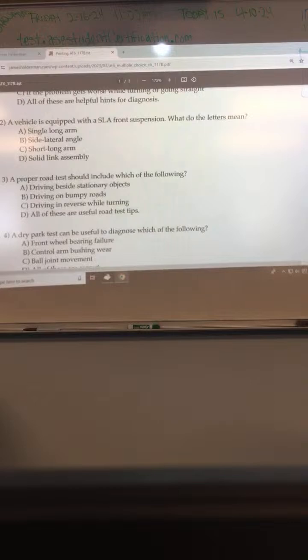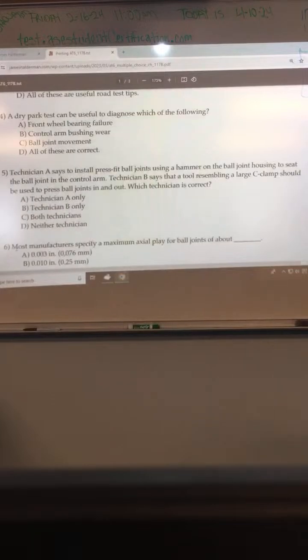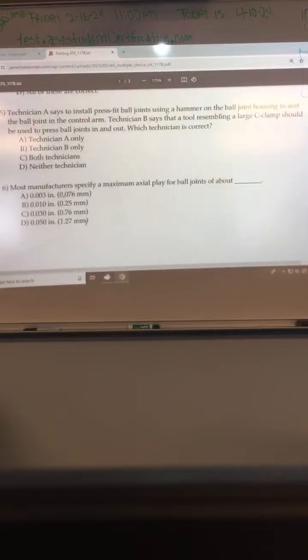What does SLA mean? Short, long arm, right? Proper road test, we did. Dry park test can be useful to diagnose which of the following? Front wheel bearing failure, control arm bushing, all of them? All of them.